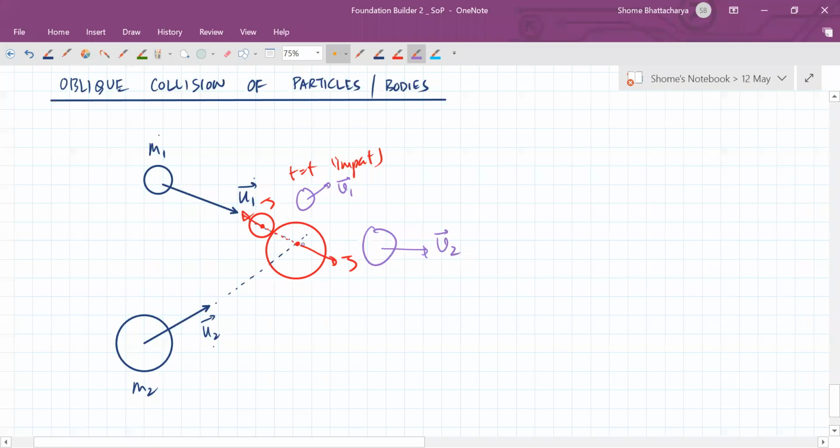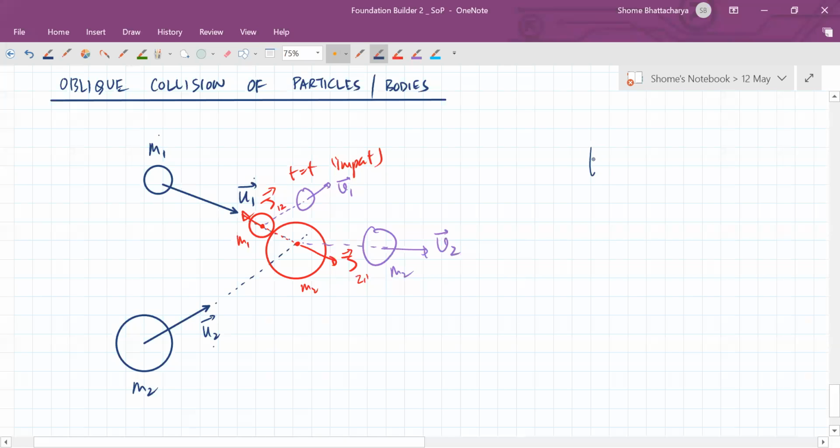Suppose something like this happens. After impact, this takes this path. After impact, this takes this path. So vector wise, what is happening is that this is the impact or collision impulse on particle 1 because of particle 2. And this is the impulse on particle 2 because of particle 1. So they are equal and opposite.